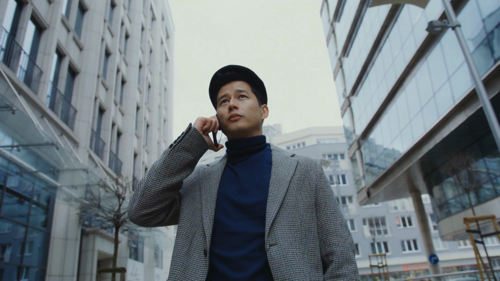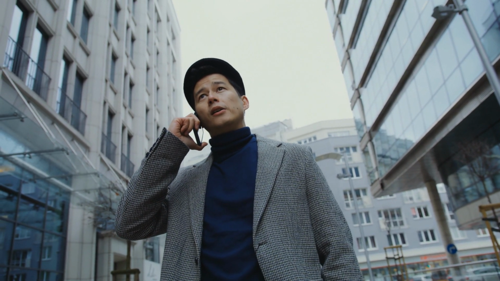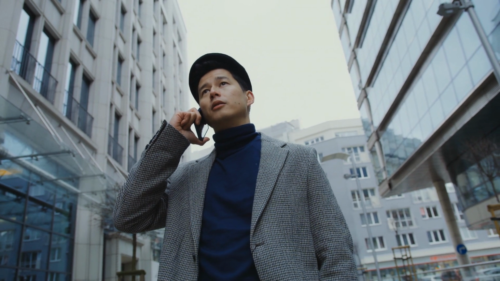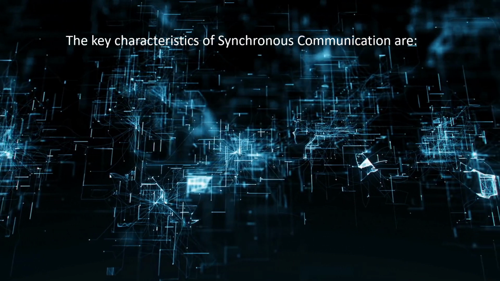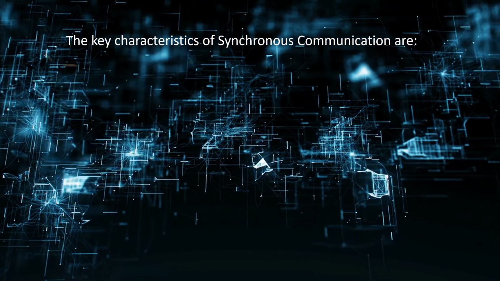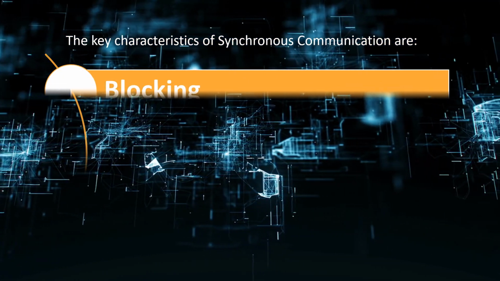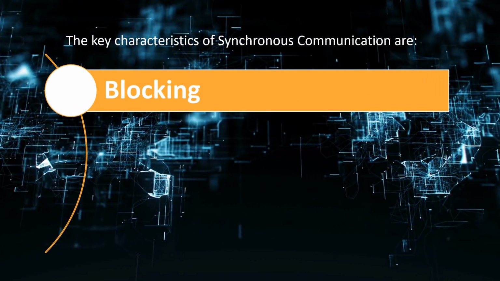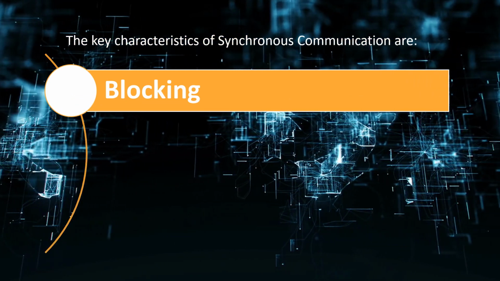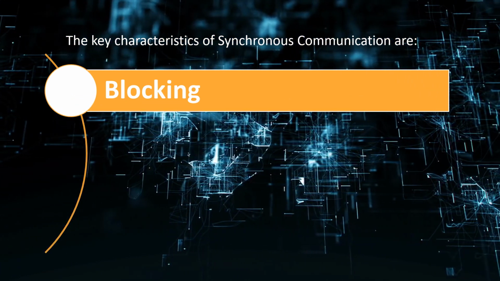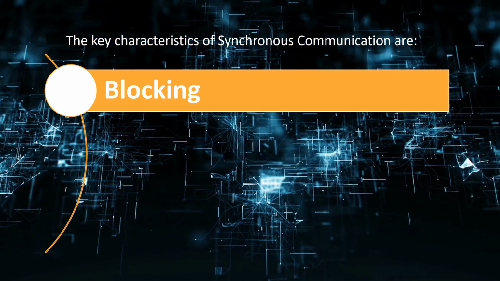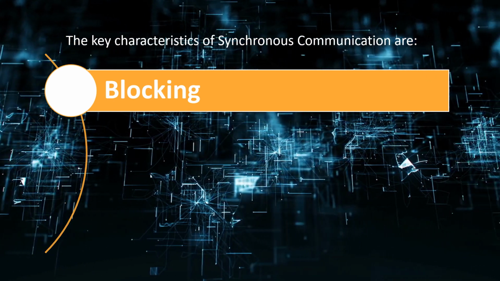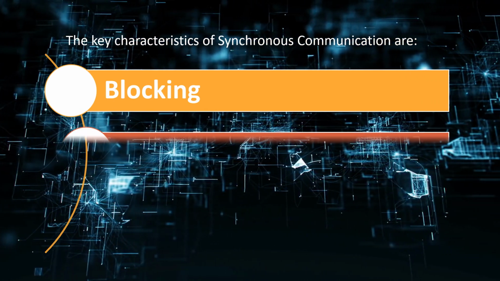It's like making a phone call where the caller waits for the receiver to answer the call and have a conversation before hanging up. The key characteristics of synchronous communication are blocking. When service A sends a request to service B, service A blocks its execution until it receives a response. This means service A is idle and cannot do anything until the response arrives.